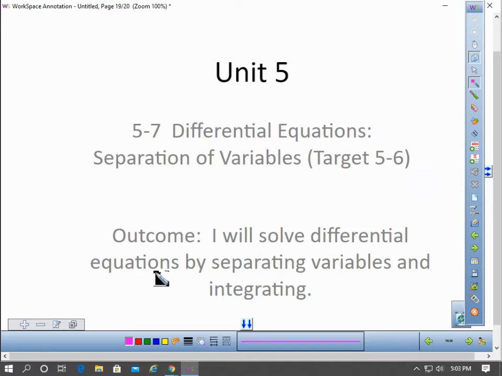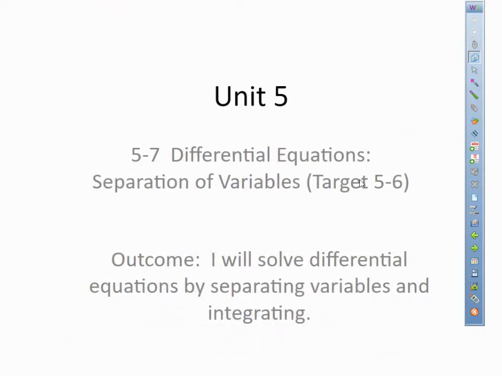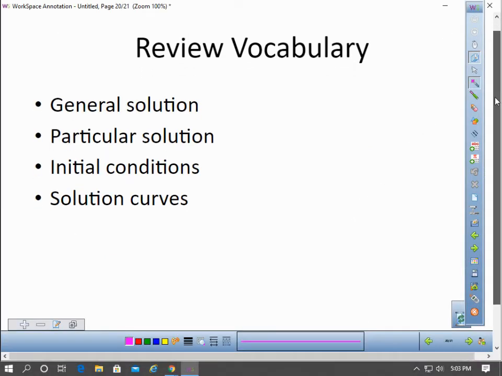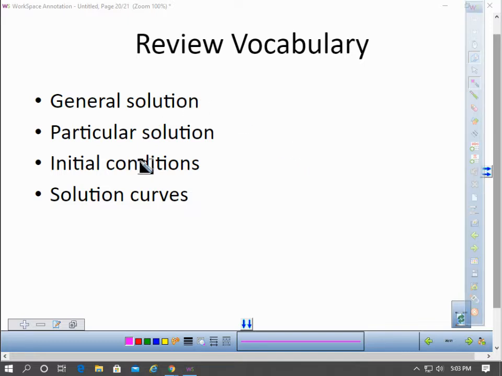So I will solve differential equations by separating the variables and integrating. We've already been doing that, so we're just going to throw this section in with all the rest. Like I said, this is target 5.6, even though it's section 5.7 in your book, and I'm just ahead of the game because I teach it to you early. Reviewing our vocabulary, we get the general solution, that's the one with the plus C, and then we find the particular solution by substituting in our initial condition, which is information you're given, an ordered pair. You plug them in to find the value of C, which gives you a particular solution. And these are all solution curves to a differential equation.